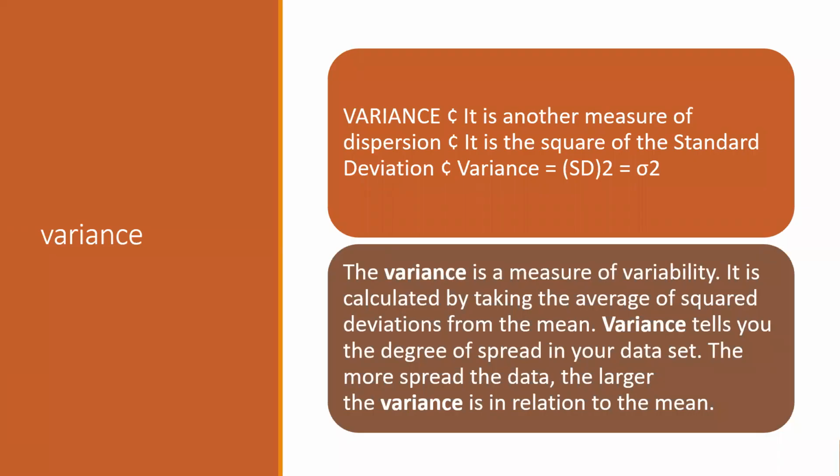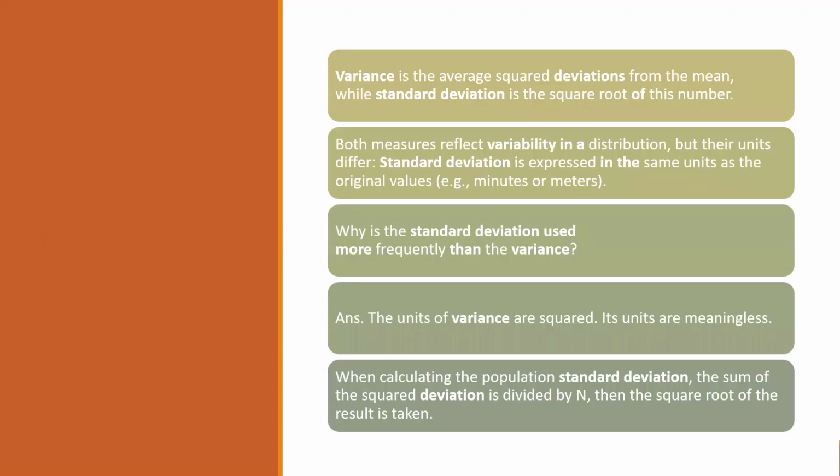Now, what is variance? Variance is another measure of dispersion. It's the square of the standard deviation, and variance is denoted by standard deviation squared, or sigma square in the case of population standard deviation. Variance is described as a measure of variability. It is calculated by taking the average of squared deviations from the mean, and variance tells you the degree of spread in your data set. The more spread out the data, the larger the variance in relation to the mean.